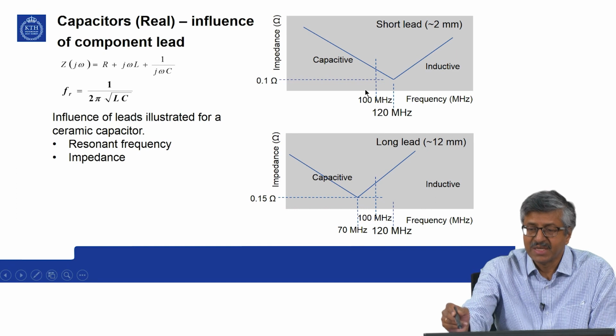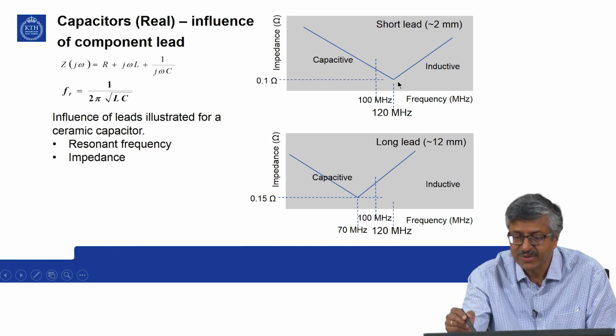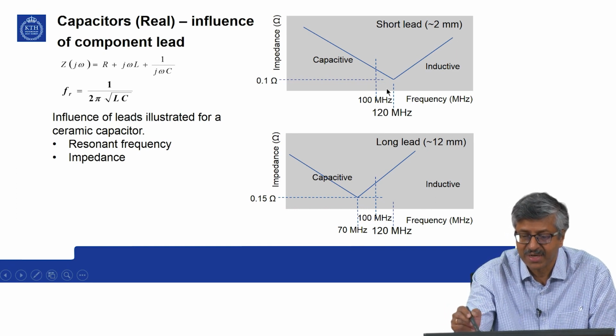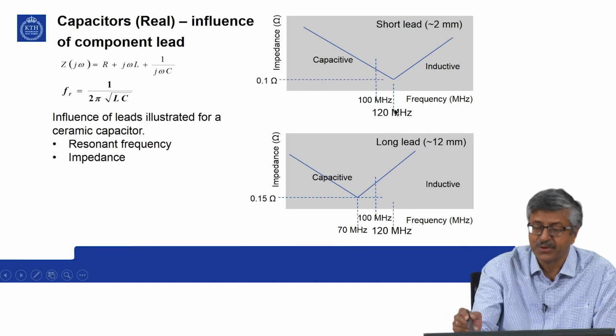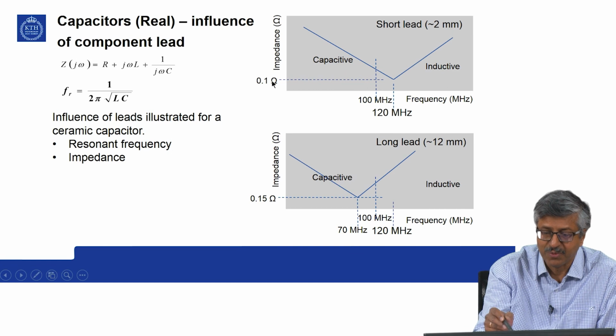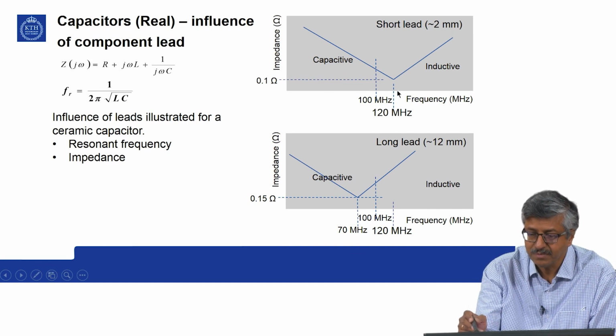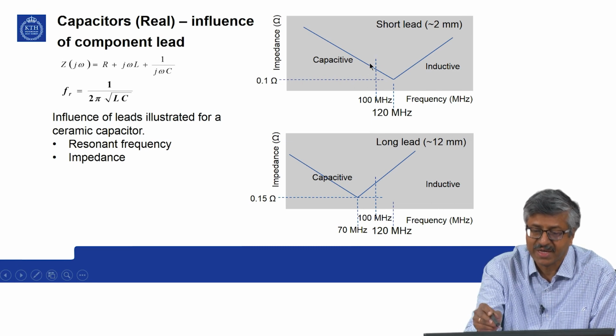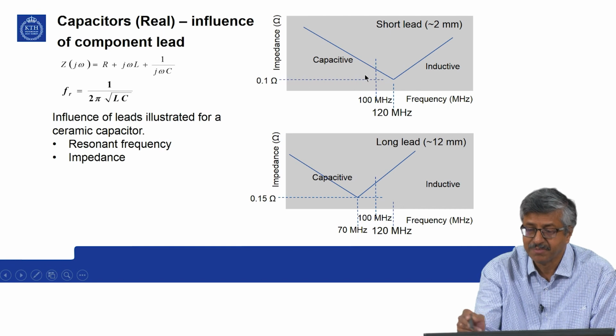Then you can see that with the short lead, the resonance frequency in this particular case may be at around 120 megahertz, and at that time it may have a resistance of 0.1 ohms. So, you can operate easily at 100 megahertz without any problem. It will be like a capacitive element.